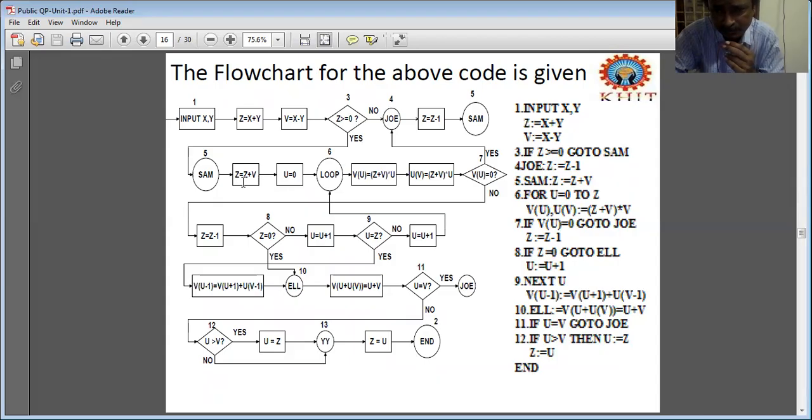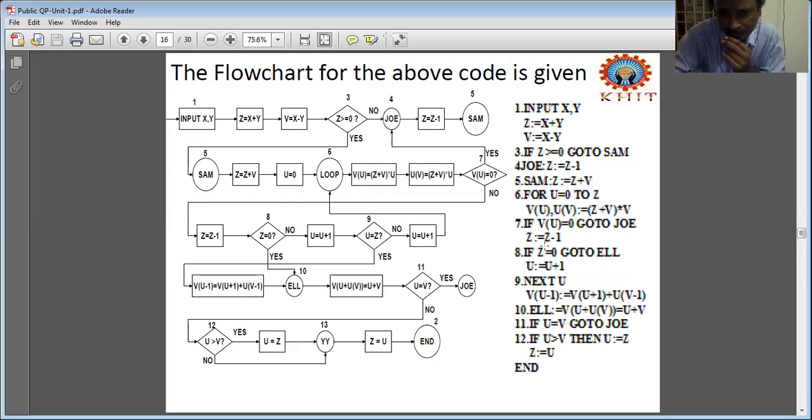After Sam, z equal to z plus v. Then next is the for loop, where initially u equal to 0. When the loop starts, then we compute with z plus v. Then next is step 7: if u equal to 0, then go to Jai, yes condition goes to Jai.